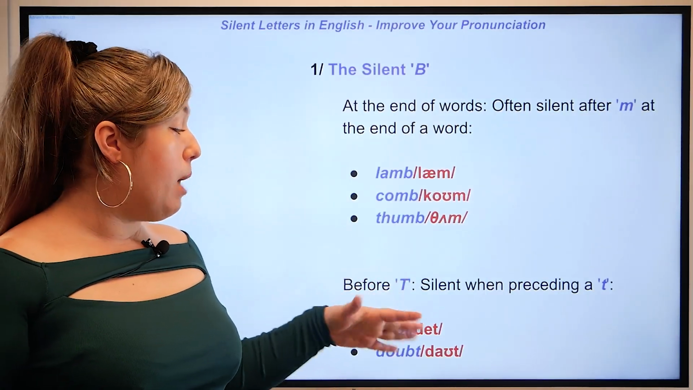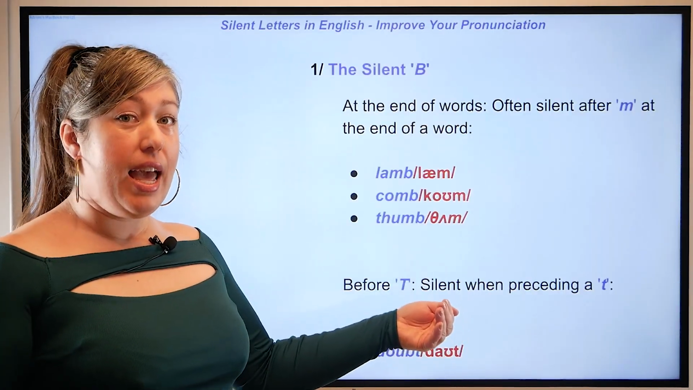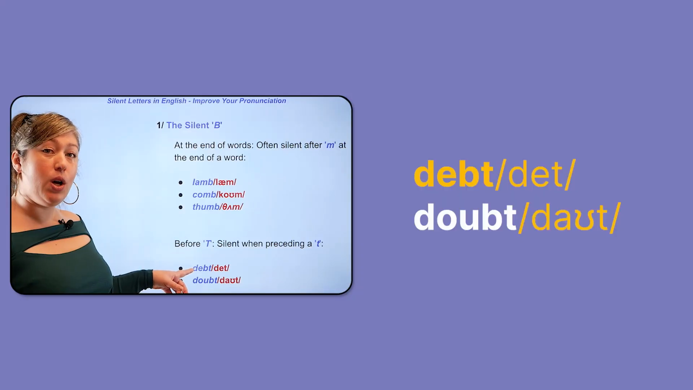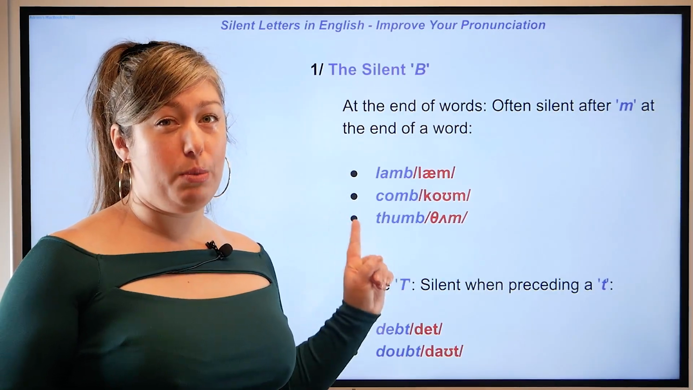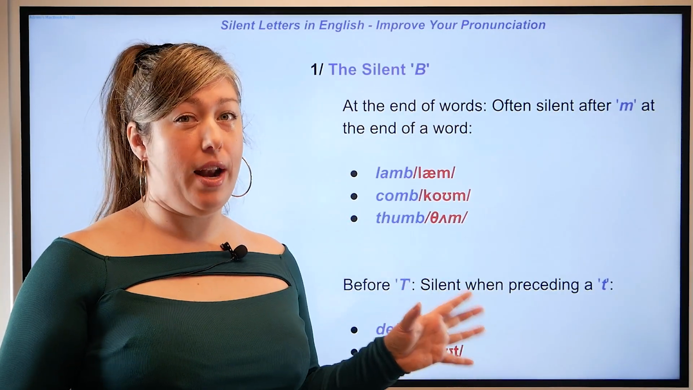And we have the silent T. Usually, the silent T comes after the letter B in words such as debt or doubt. It's really important to memorize how to say these words properly because I hear people make this mistake quite often.